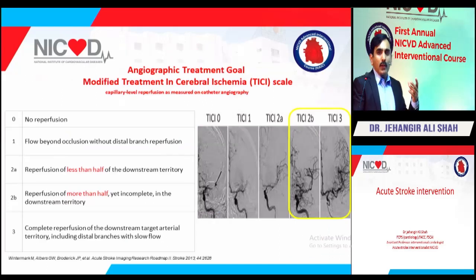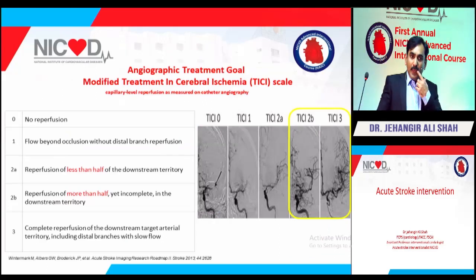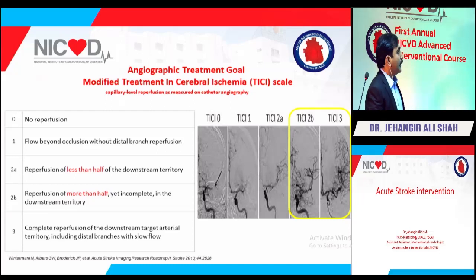So what do you want to achieve while you are doing mechanical thrombectomy? Yes, the TICI flow. This is the treatment in cerebral infarction. What is the class 1 indication? For class 1 indication, you have to achieve TICI 2B or TICI 3 flow. If you are unable to achieve it, you have to continue and repeat the passes. Okay, so this is the TICI flow.